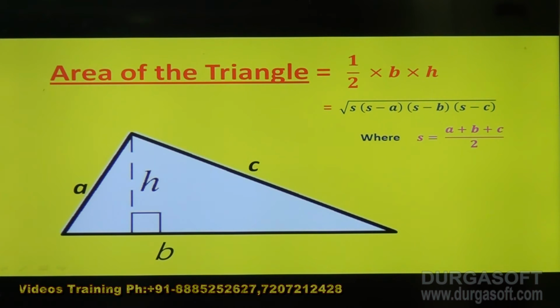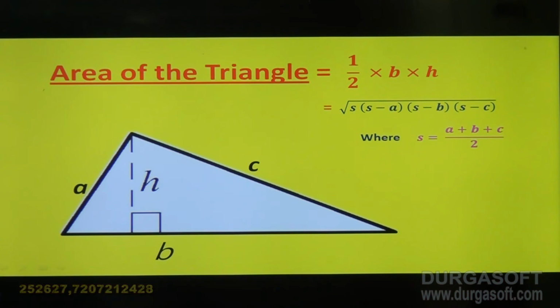Let's go for the area of a triangle. If you observe here, one triangle has been given in this figure, and the sides are given as side A, side B, and the other side is C. And if we take this line as the height, right? We already know that the area of a triangle is half into base into height.